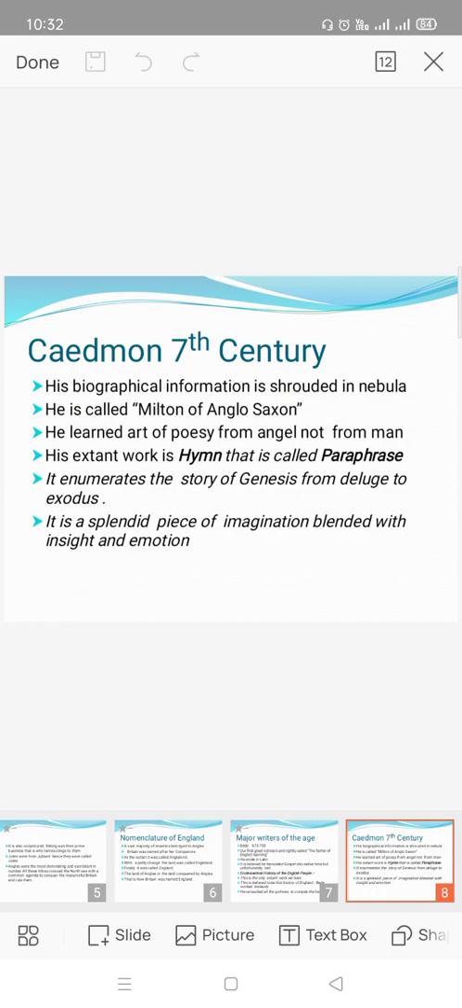His extant work is the hymn called Paraphrases. The work enumerates the story of Genesis from the deluge to the Exodus. Deluge is a term used both in the Bible and the Quran for the great flood of Noah, or in Arabic, Nuh alayhi salam, Prophet Nuh. And the Exodus of the Jews from the city of Jerusalem and from Palestine. The work is a splendid piece of imagination blended with insight and emotion. The imagination and the loftiness of the idea is really commendable and peerless in this poem.